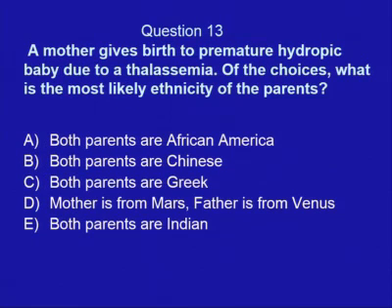All right, a mother gives birth to a premature hydropic baby due to thalassemia. Okay, think back to thalassemia. Of the choices, what is the most likely ethnicity of the parents? So a hydropic baby with thalassemia, think about what kind that might be. Are they African American, Chinese, Greek, mothers from Mars, fathers from Venus? Both parents are Indian.